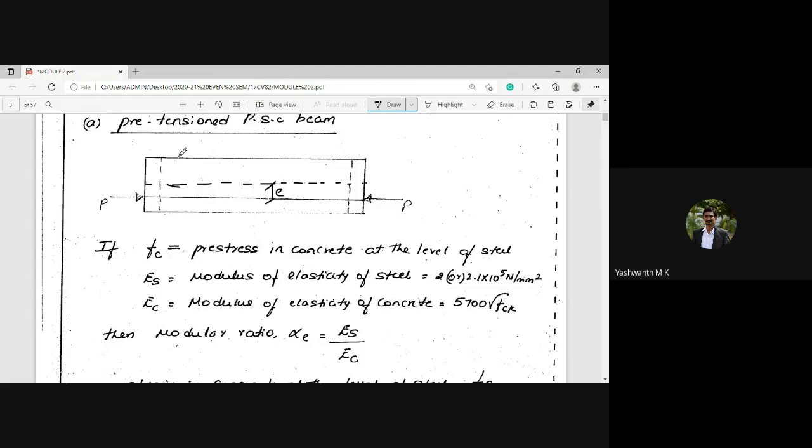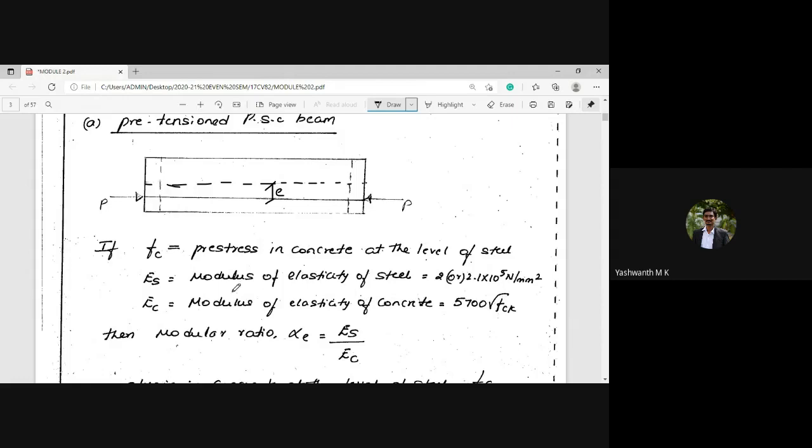Why? Because I need to create a pure compression inside the PSC beam in order to counteract the tensile stresses. And these things you have already analyzed in module number 1. So Fc indicates the pre-stress in concrete at the level of steel. Next, Es is the modulus of elasticity of steel. We know from the basics that it is 2.1 into 10 to the power of 5 Newton per millimeter square.